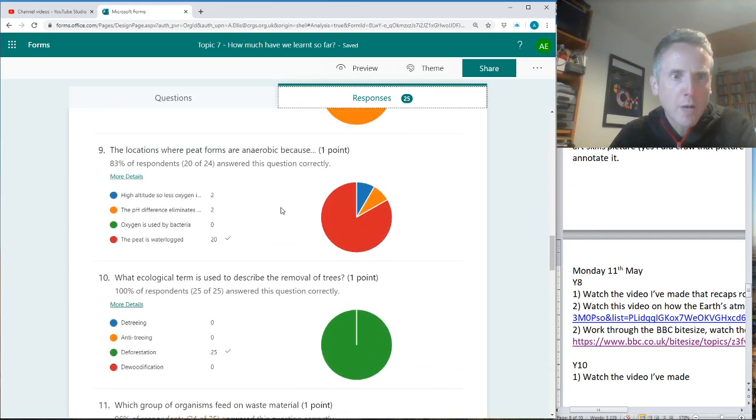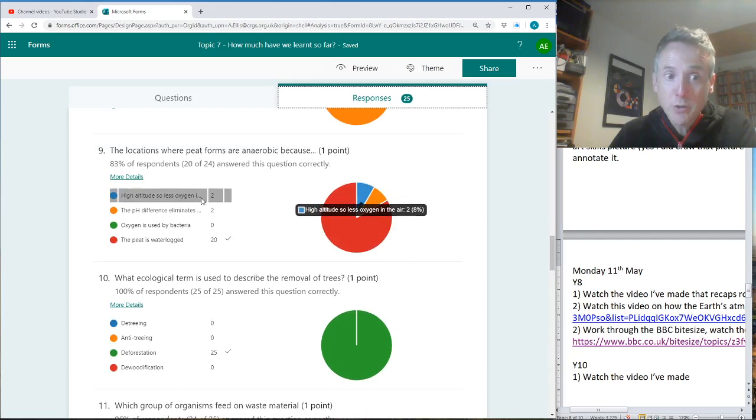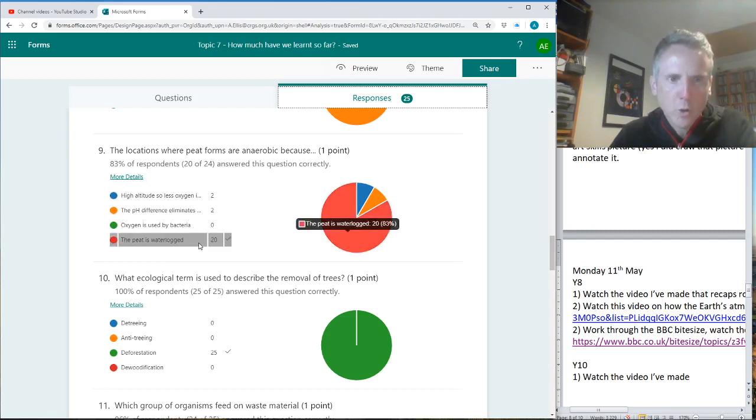9, the location where peat forms is anaerobic because, yeah, it's waterlogged. It tends to be at highish altitude, but the reason why it doesn't decompose is that it's waterlogged. Water stops oxygen getting in. And we'll see in today's lesson how if we dry peat, it can cause otters to die. We'll get to otters' deaths in a minute.